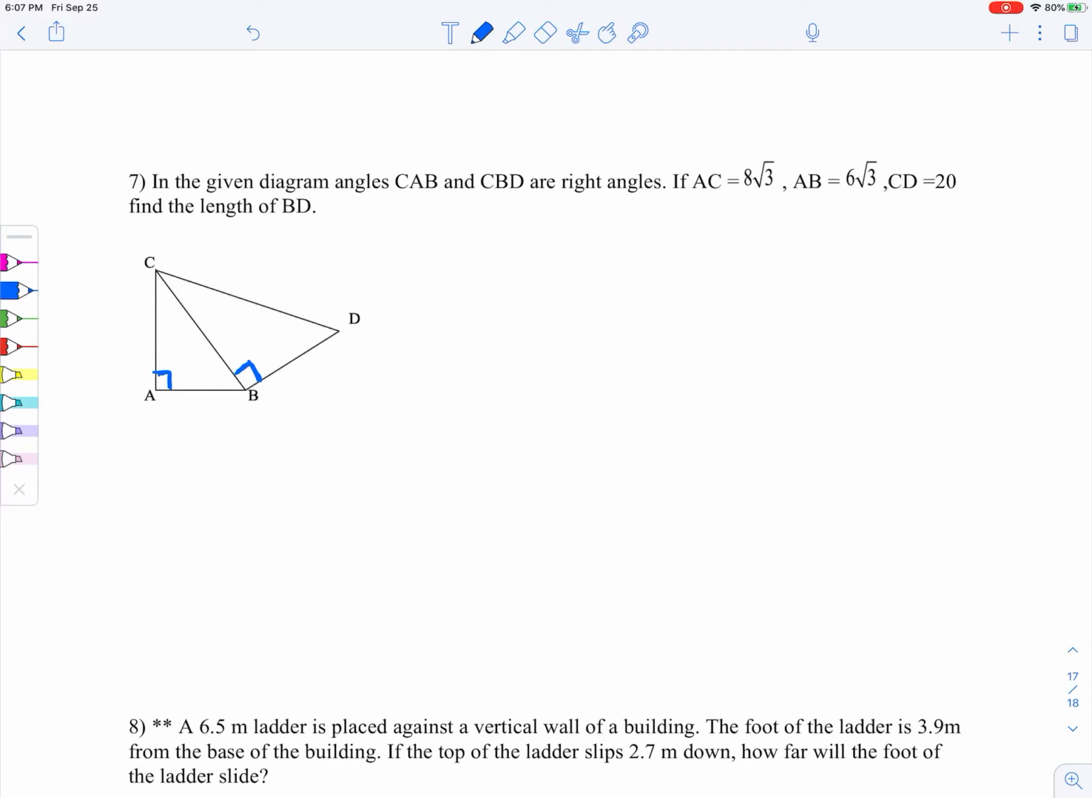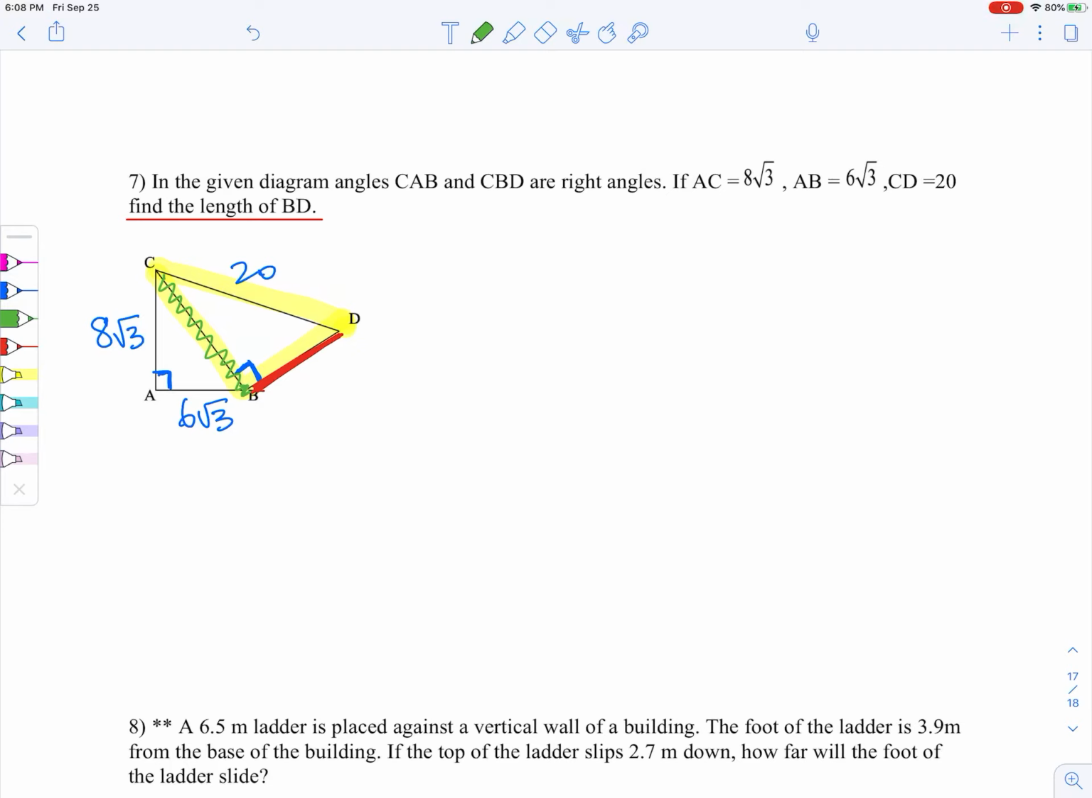It says AC is 8 root 3. AB is 6 root 3. It tells us that CD is 20, and it wants us to find the length of BD. So if we look at triangle CBD, we only know one side, the 20. But if we can find out this side, CB, then we can find out the red side, BD.